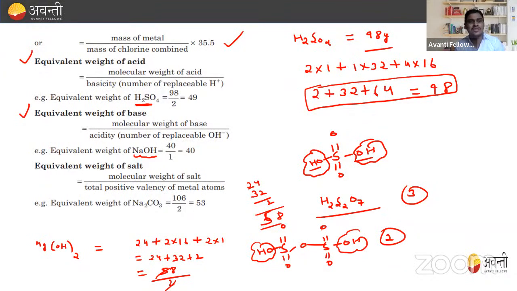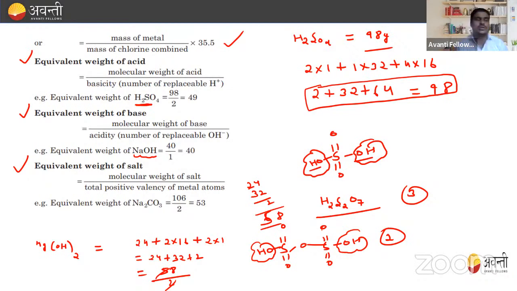I hope it is very clear how we calculate the equivalent weight of an acid and the equivalent weight of a base. Clear to everyone up to here? No issue? Right. Now, next, how will you calculate the equivalent weight of a salt?